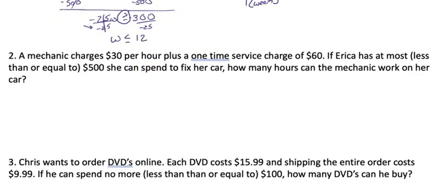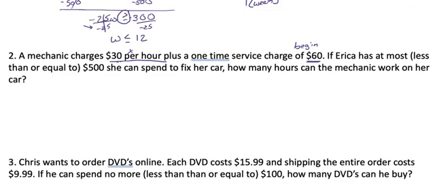A mechanic charges $30 per hour plus a one-time service charge of $60. Okay, keywords there. $30 per hour, that's 30H. That means multiply. A one-time service charge. So this only happens once, and he does that at first. So that's kind of like our beginning. We begin by paying him $60, and then we pay him for every hour he works.